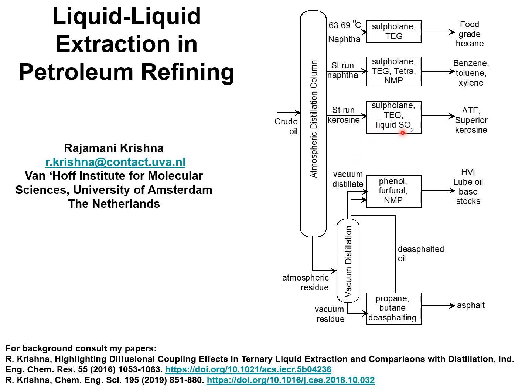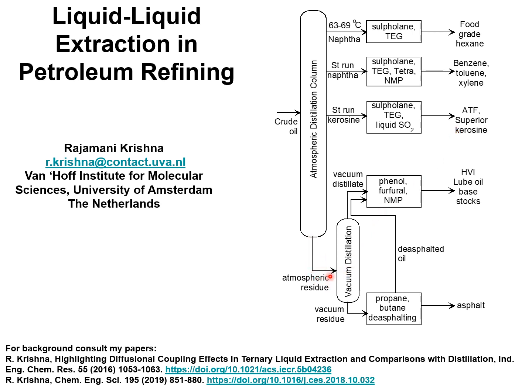Extraction of aromatics from straight-run kerosene fractions by a variety of solvents, including sulfolane, TEG, liquid sulfur dioxide, not used anymore, in order to produce aviation turbine fuel and to reduce the smoke point of kerosene.